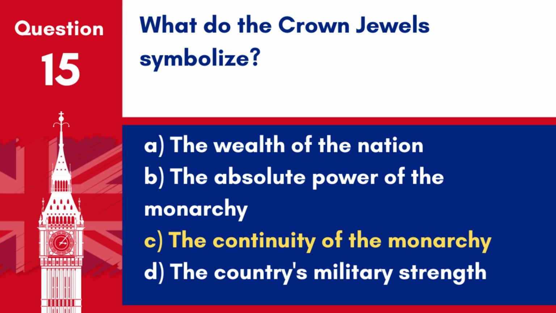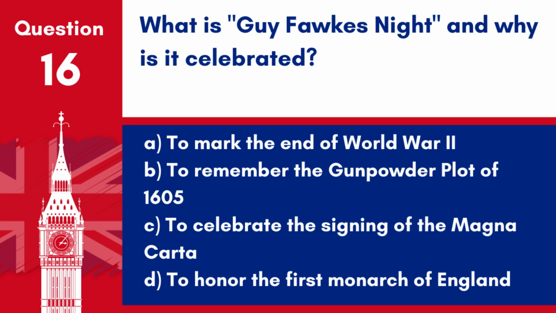Answer: C. The continuity of the monarchy. The crown jewels are a symbol of the sovereignty and continuity of the monarchy, used during coronations and other official events. Question 16. What is Guy Fawkes Night and why is it celebrated?